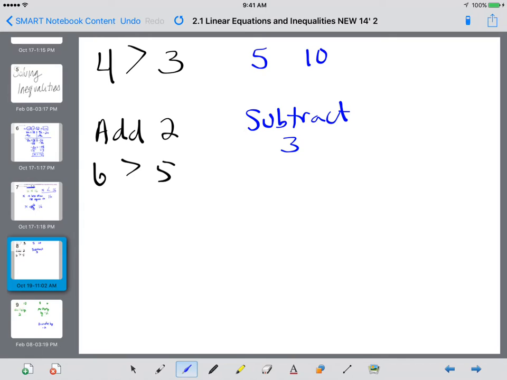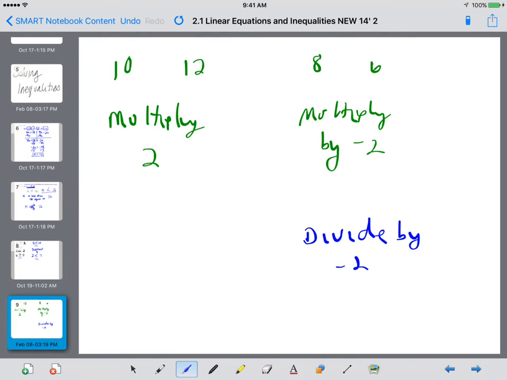Let's see, we've got 5 is less than 10. What if I subtracted 3 from both sides? I would get 2 on the left, and I would get 7 on the right. 2 is still less than 7. The inequality still stays the exact same direction. What if we had 10 and 12? Well, 10 is less than 12. If I multiplied by 2, I would get 20 and 24, and 20 is still less than 24.